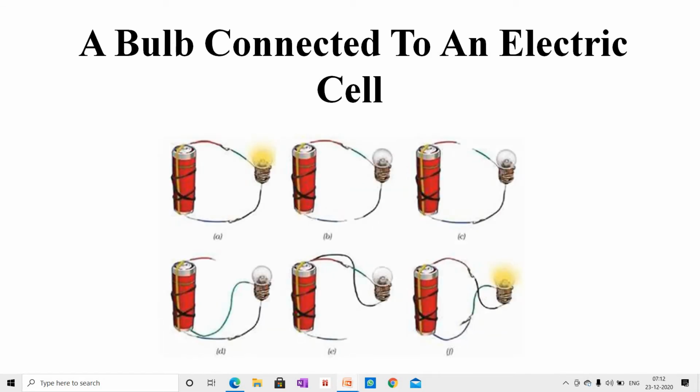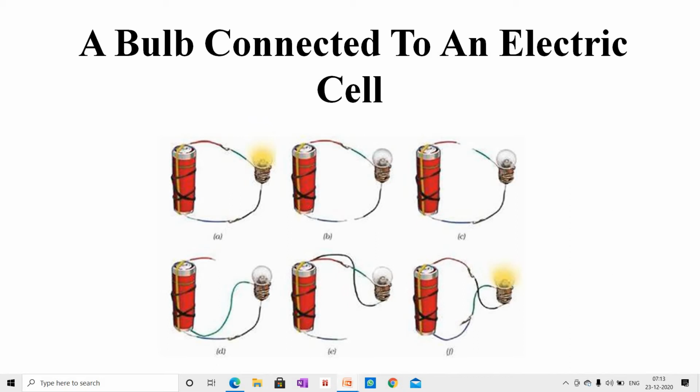Now we connect the wires fixed to the bulb with those attached to the cell in 6 different ways as shown in this picture. In figure A, the bulb lights up because the wires from the cell are connected with 2 terminals of the bulb.